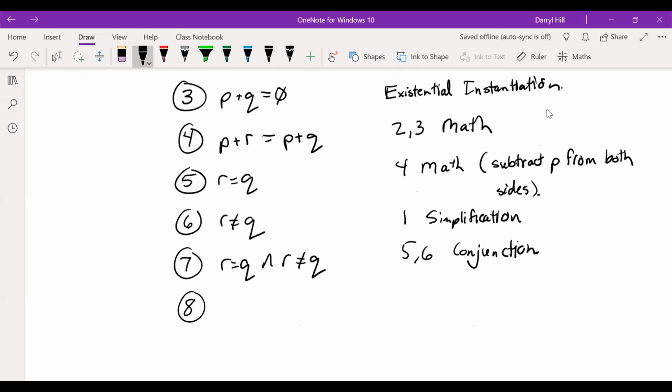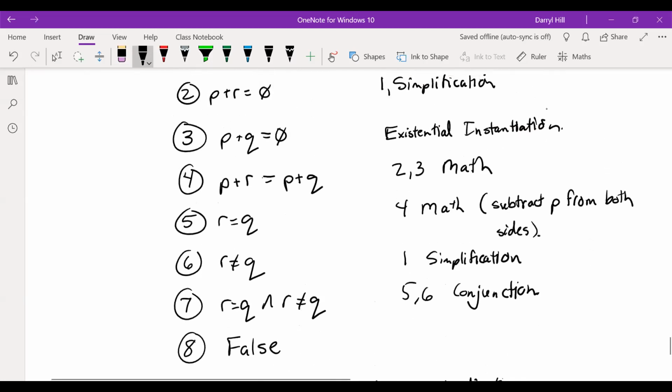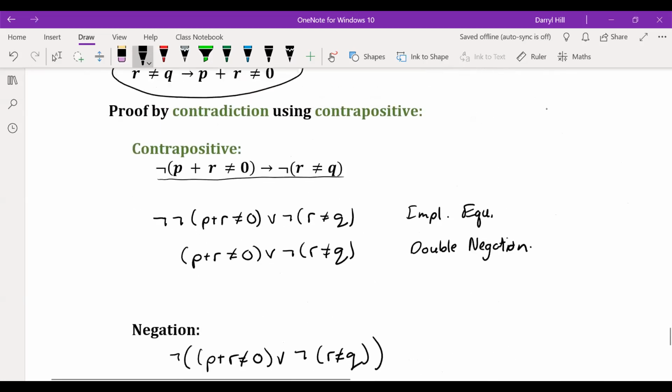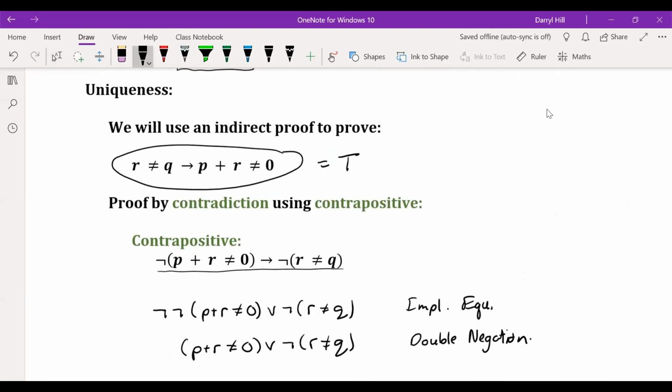And that, of course, is false, since both of those things can't be true at the same time. So therefore, we've reached a contradiction. All right, so that means we've proven that this is true. Okay. Questions?